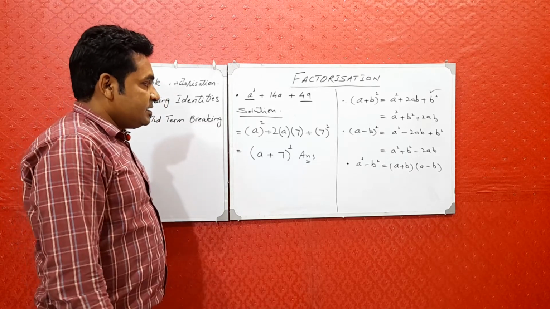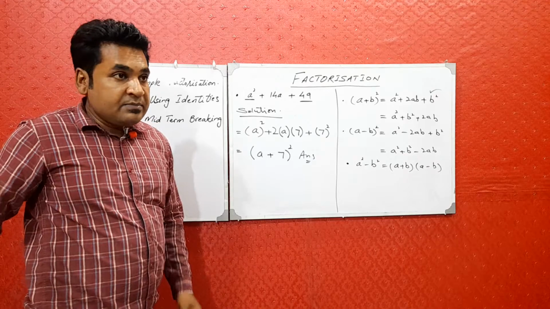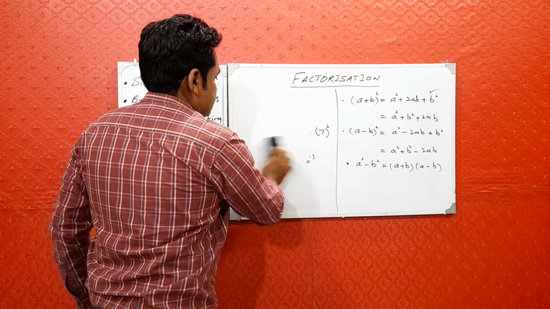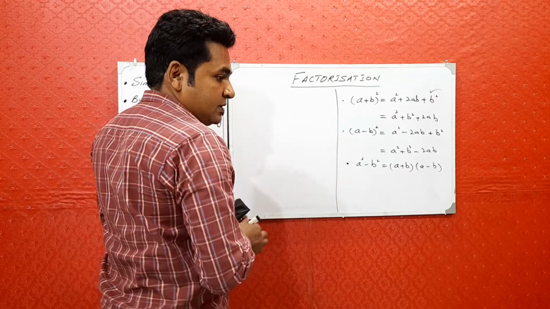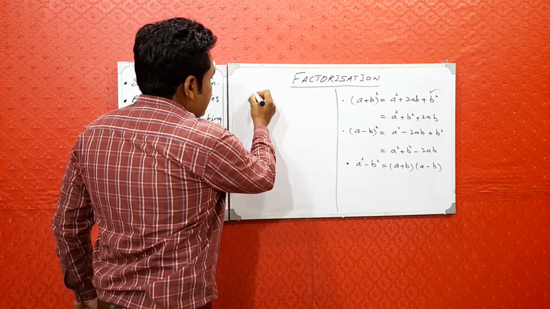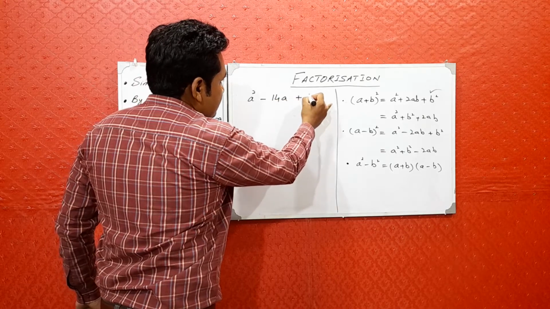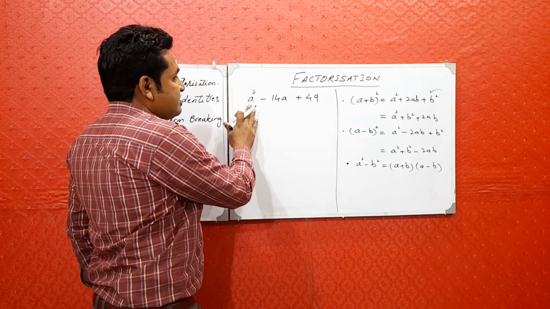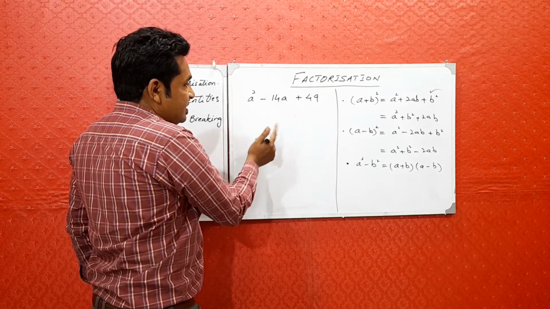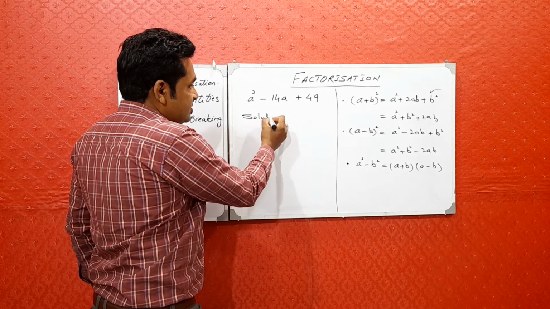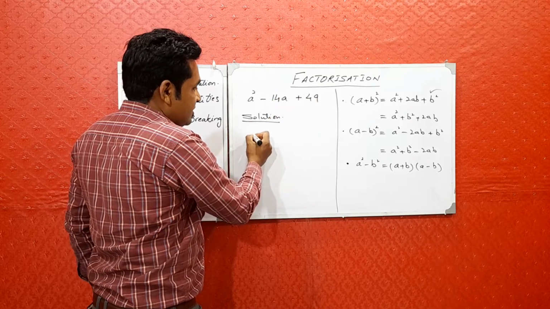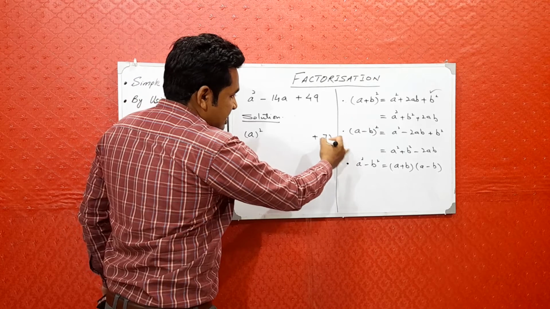Now let's take another example. Suppose we have a question, just changing the sign of the 14: a squared minus 14a plus 49. Again you can see that a squared is a perfect square of a. It is a similar question, I have just changed the sign of 14. When we start the solution, we see that the first and last terms are perfect squares. We can write a squared plus 7 squared.